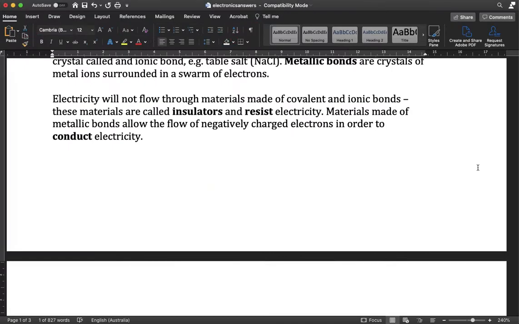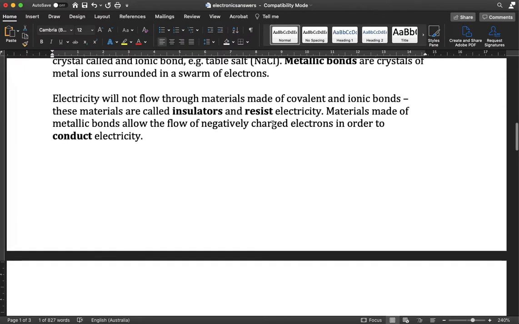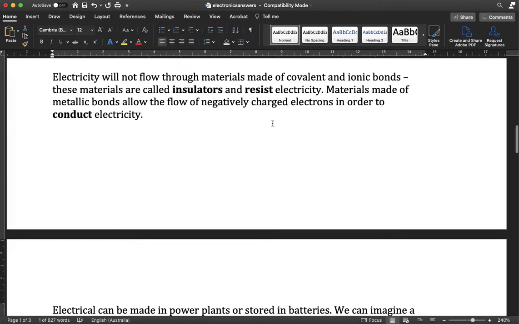Where we left off is we were talking about how metallic bonds are crystals of metal ions surrounded by a swarm of electrons. We've covered that previously when we did materials in the previous chapter, so you should be familiar with that. If you're not, please put your hand up and let me know. I'm more than happy to go over it with people if I haven't explained it well enough in the first place.